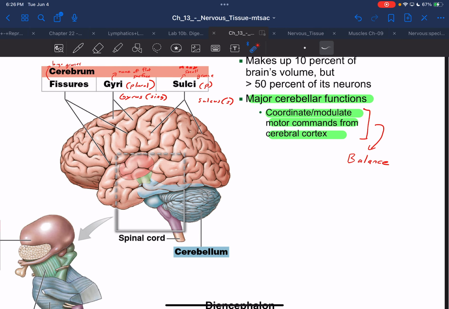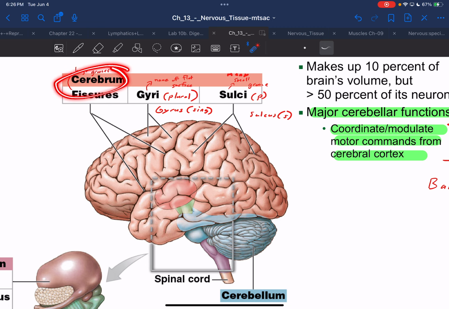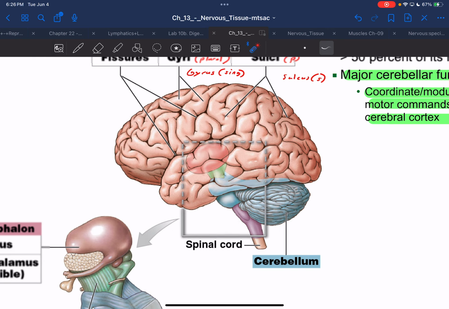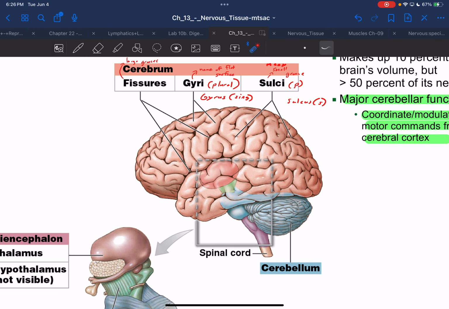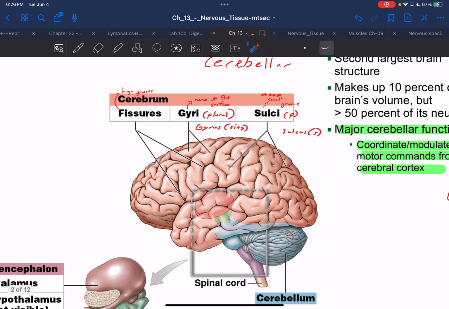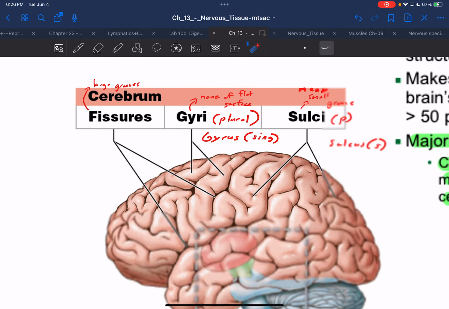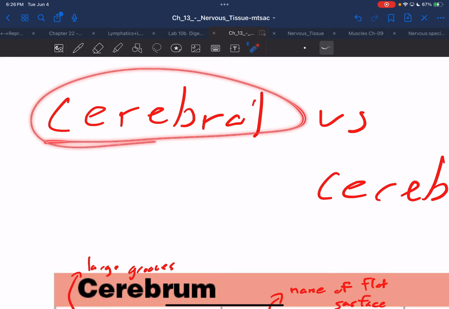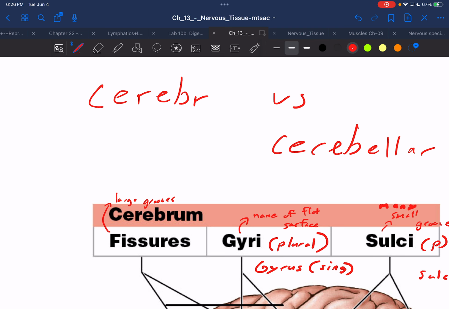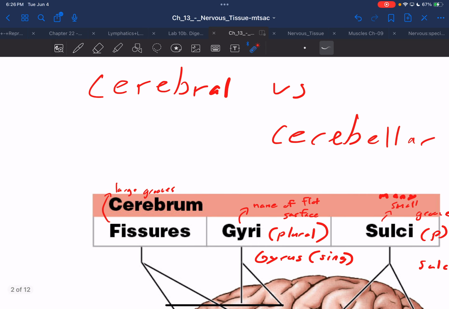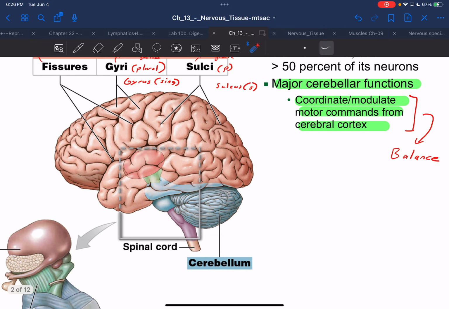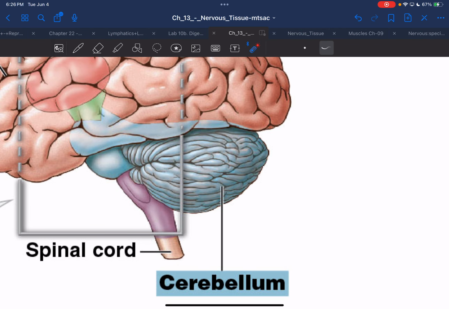Now, when we see these two words, and I like to start off here because you'll notice cerebrum and cerebellum are easy to confuse. And the hardest thing about nervous is not understanding what it does, it's not confusing the language. So when you see the word cerebrum, and we're referring to anything within the pink areas, the cerebrum, we call it cerebral. Cerebral implies being within the cerebrum. If we say cerebellar, it implies being within the cerebellum.